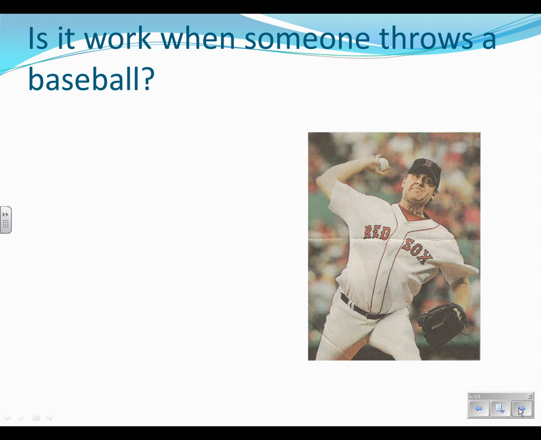Is it work when somebody throws a baseball? Yes. Okay. Now let's talk about the why. There are two ways that you can justify your answer of yes for is it work when somebody throws a baseball. Let's talk about it from the energy standpoint.